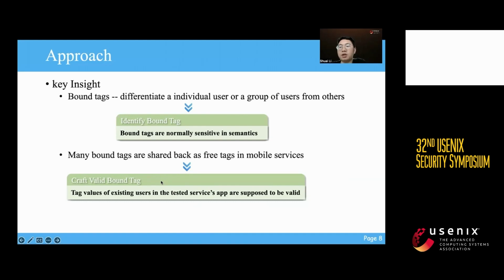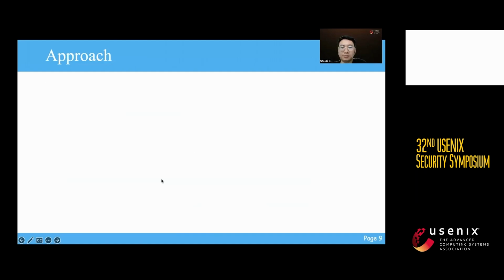Second, regarding crafting valid bound tags, we observe that apart from the service under test, the targeted mobile app also has other services which may share back the bound tags we need. And since these bound tags come from the existing users of the targeted mobile app, they are supposed to be valid for acting as the crafted bound tags.